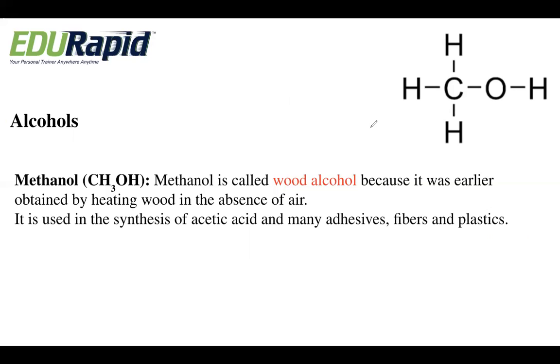So we will take an example of an alcohol, that is methanol. Here you can see methane, formula CH4, where one hydrogen has been removed and substituted by a functional group, that is OH, that is CH3OH. So methane became methanol.